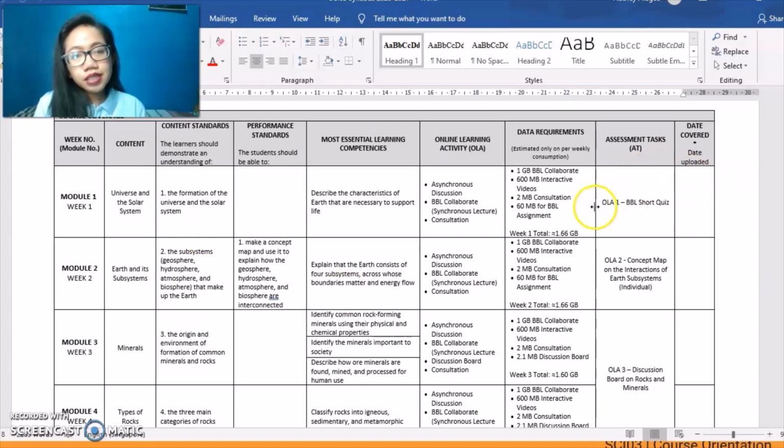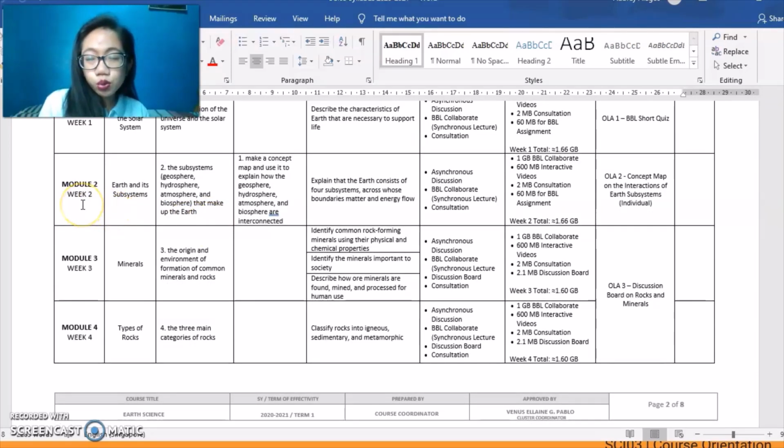Okay, so you can see that we already have what activities we're going to do, the topics that we will be discussing, and what type of assessment is assigned for that particular week. During week 1, we'll be discussing the universe and the solar system. Since we are trying to understand the Earth system, we have to understand how it was actually formed. So we'll be discussing how the universe was formed, how the solar system was formed, and eventually how the Earth, of course, was formed as well.